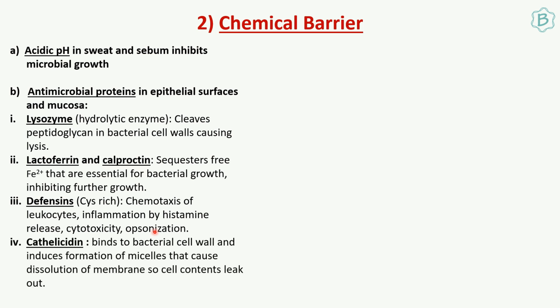And the fourth type of antimicrobial is cathelicidin. What this would do is it would bind to the outer bacterial cell wall, and this would induce formation of micelles. These micelles would then cause dissolution of your cell membranes, and now since the cell membranes are no longer present, the inner contents of the cell will leak out and the bacterial cell will die. This micelle formation is generally seen in many detergents, so you could compare this mode of action to that of detergents.